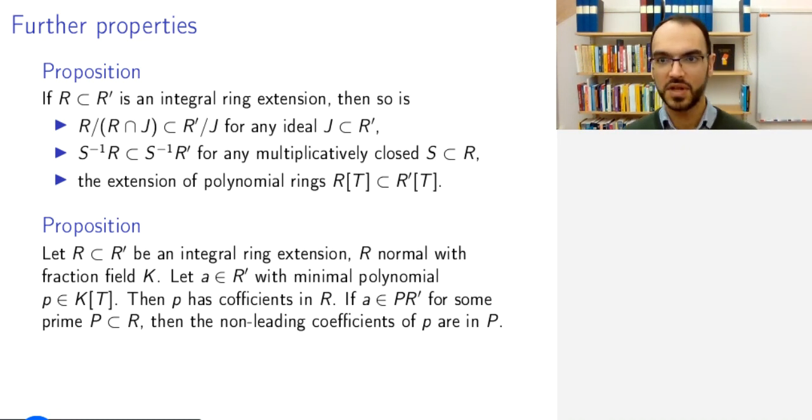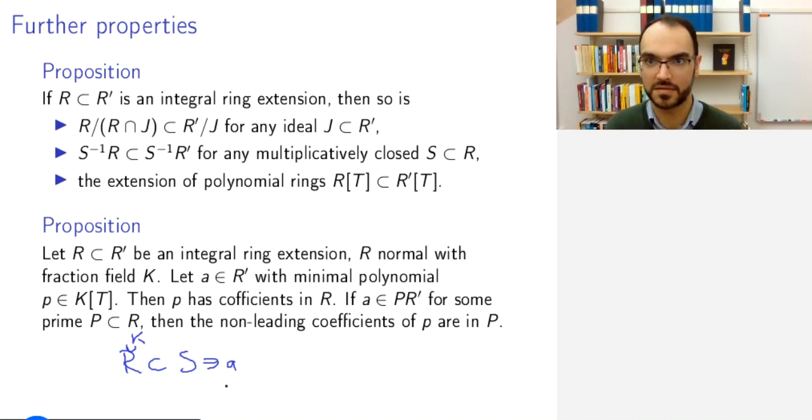It means that if you now have an arbitrary ring extension R in S and consider an element A in S, and then you look at the field of fractions of R, call this field K. If the minimal polynomial of A has coefficients in R, then A is integral, because then you have a monic polynomial with coefficients in R that A satisfies. So P of A is equal to 0. So that part is easy.